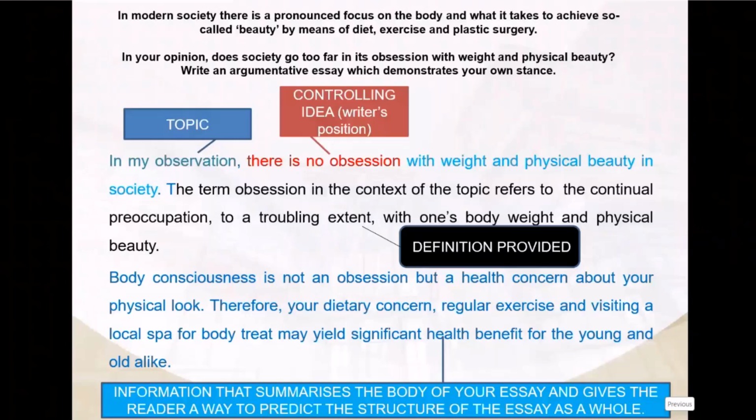Therefore, dietary concern, regular exercise, visiting a local spa for a treat. The student will be saying that it is important to do what? To be concerned about what you eat. It is important to really do regular exercises. It is important to visit a local spa because these things yield positive results. So this is now the ideas that the student is going to be putting across in support of no obsession with beauty. So I think the introduction is very, very clear.